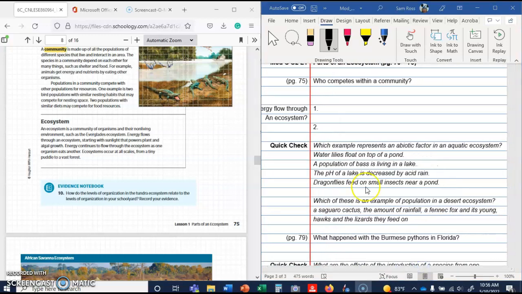So then we have our quick check. The first question is, which example represents an abiotic or non-living factor in an aquatic ecosystem? Water lilies are living, bass are living. The pH, which is the acidity level of a lake, is decreased. That's not living. Dragonflies are living. So the answer is C.